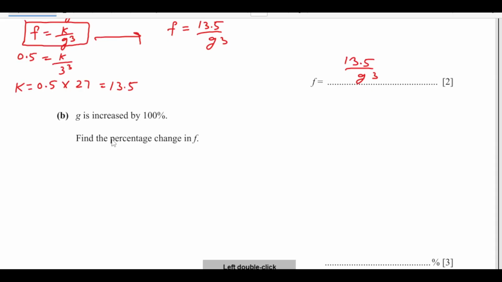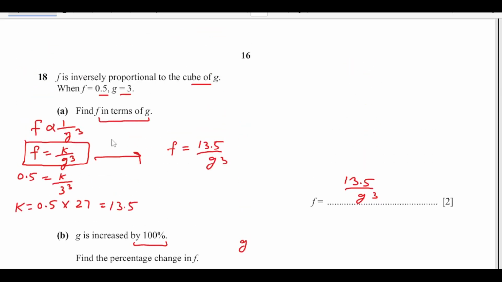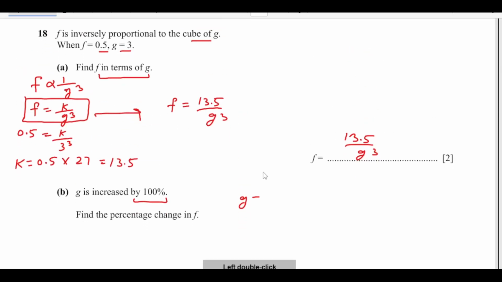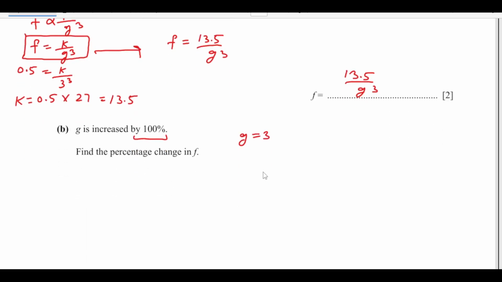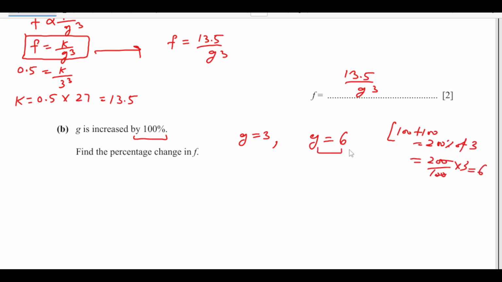Part B, g is increased by 100%. Now what is g? G is 3, right? G is 3 when it is increased by 100%. So that means g will become 6, right? So 100% means 100 plus 100. It's already 100. We are taking 200% of 3. That means 200 over 100 times 3, which is 6. So that's how we take g as 6.